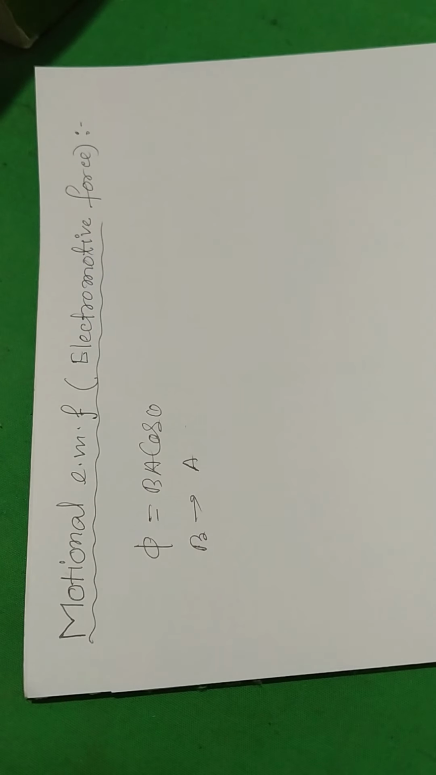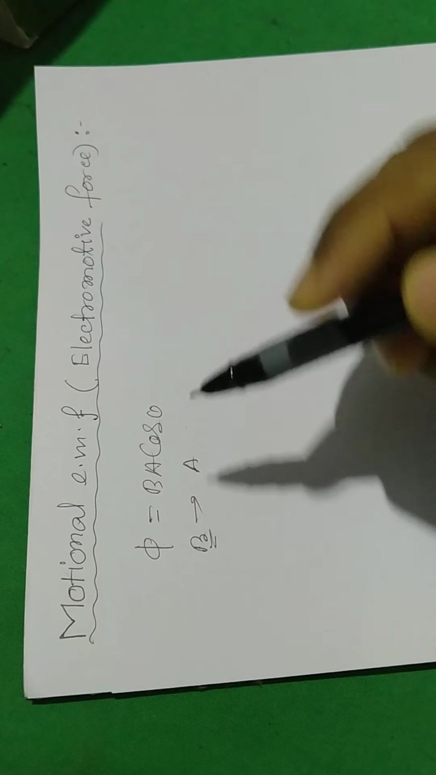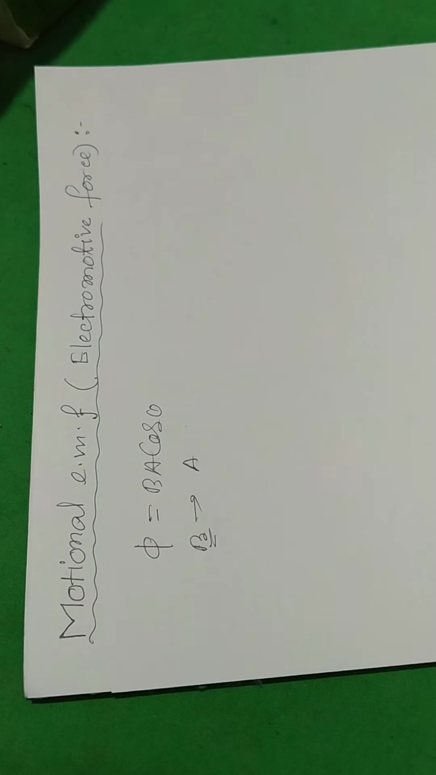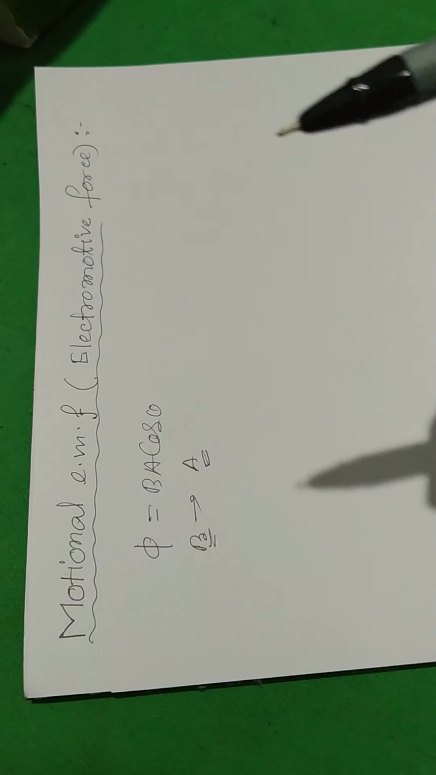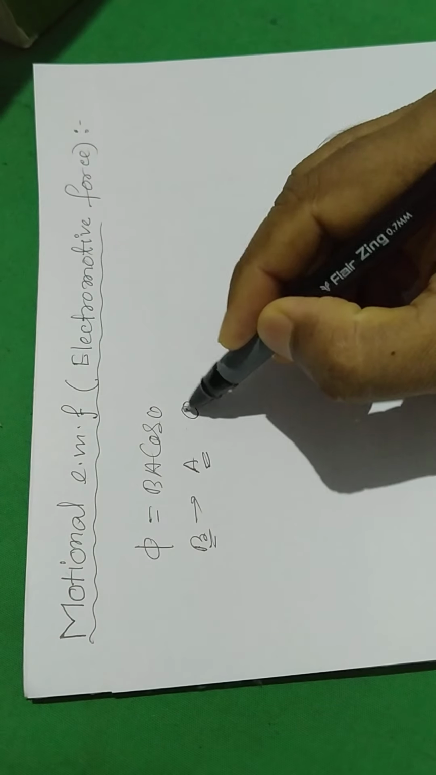Therefore, there are three methods of producing induced EMF. Number one, by changing the magnitude of the magnetic field. Number two, by changing the area. And number three, by changing the angle theta.